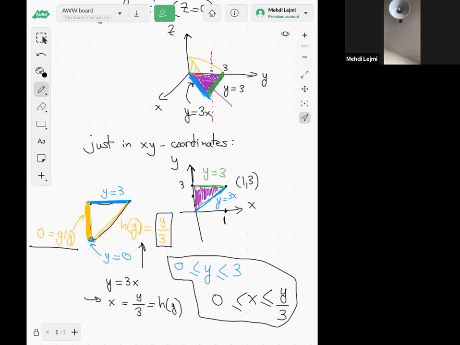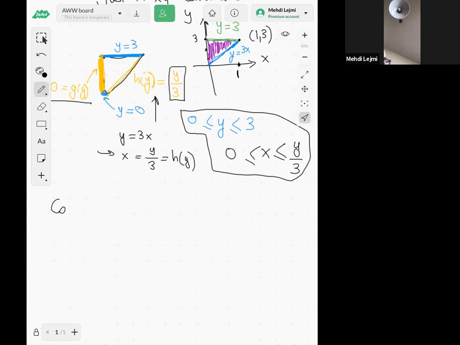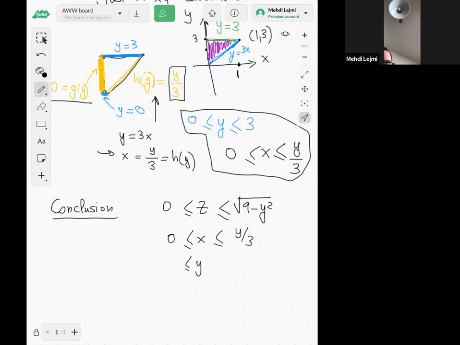So anyway, I got the bounds for y, I got the bounds for x. Now we can integrate. So the conclusion here: z is between these two functions of x and y. So z is between 0 and the square root of 9 minus y squared. And then x we said is between 0 and y over 3, and y is between 0 and 3. Is there any question, guys, about these bounds?